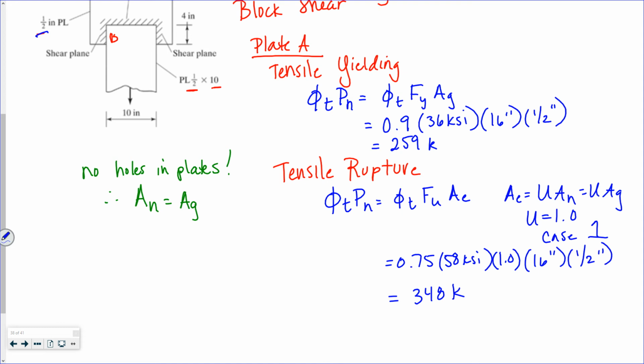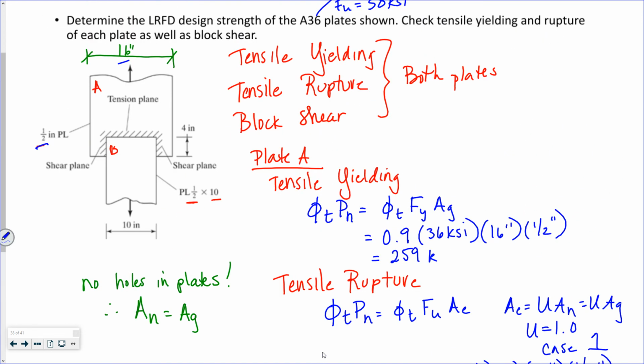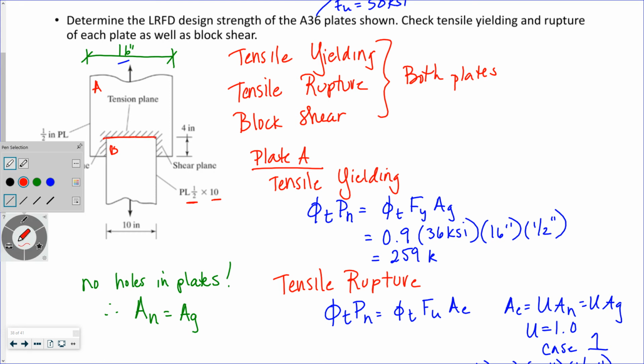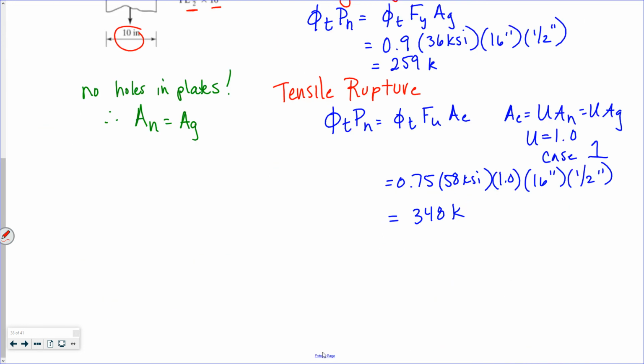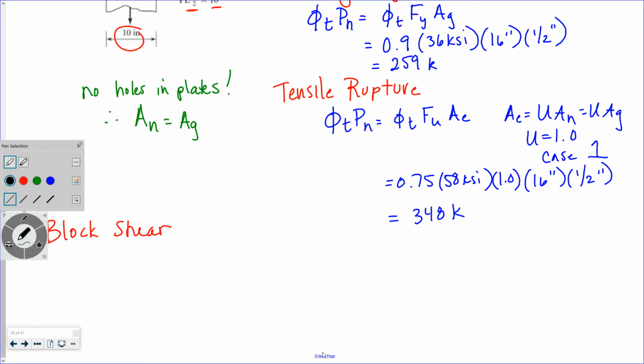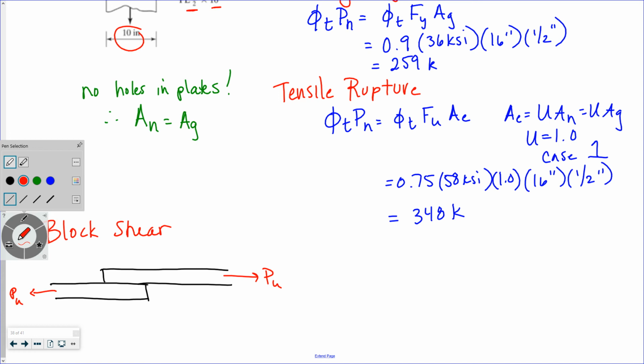And then finally, block shear. Block shear means that a chunk of the big plate is going to break off. And it's going to be this chunk that is 10 inches wide and 4 inches long. If we look at it in elevation, this is my wider plate on the bottom, and this chunk would break out.